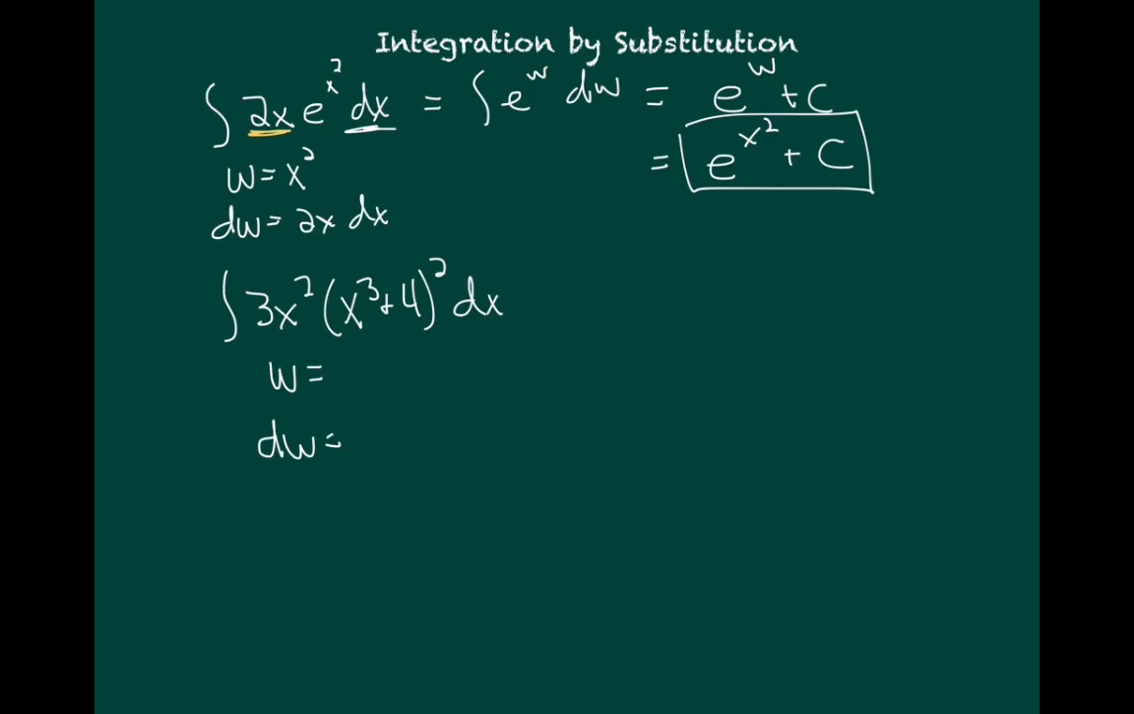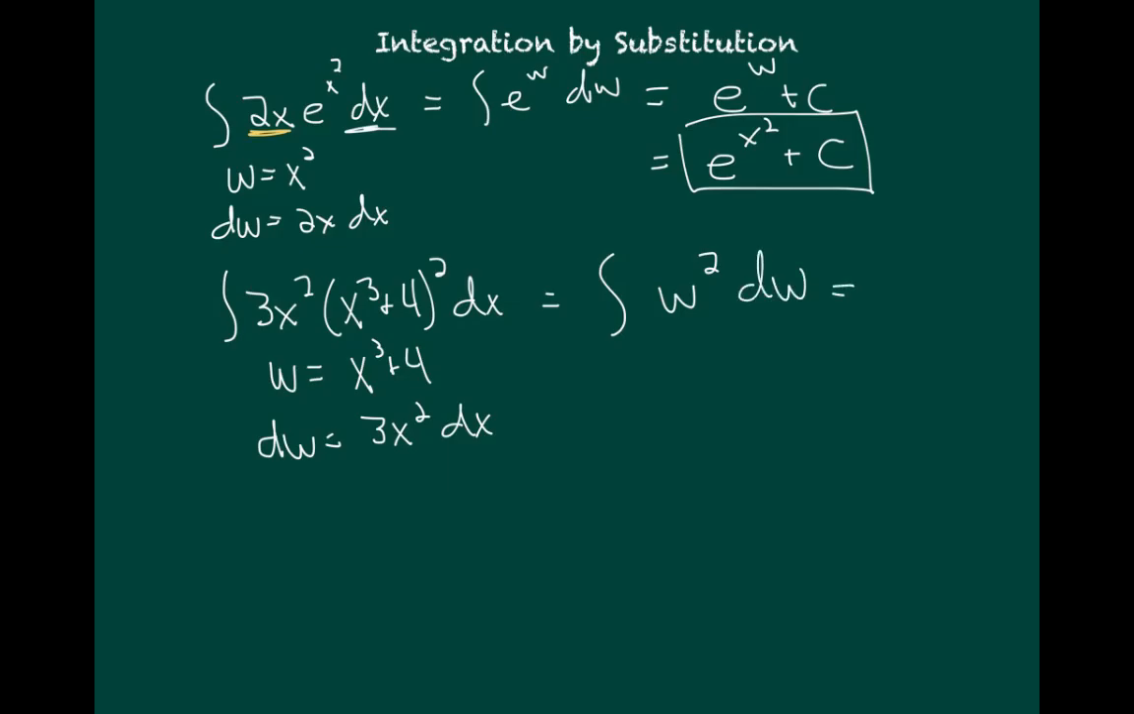Okay, your inside function is definitely x cubed plus 4. The derivative of that is going to be 3x squared dx. So I can rewrite my integral as the integral of w squared, my 3x squared and my dx are part of the dw, so my full integral becomes w squared dw.